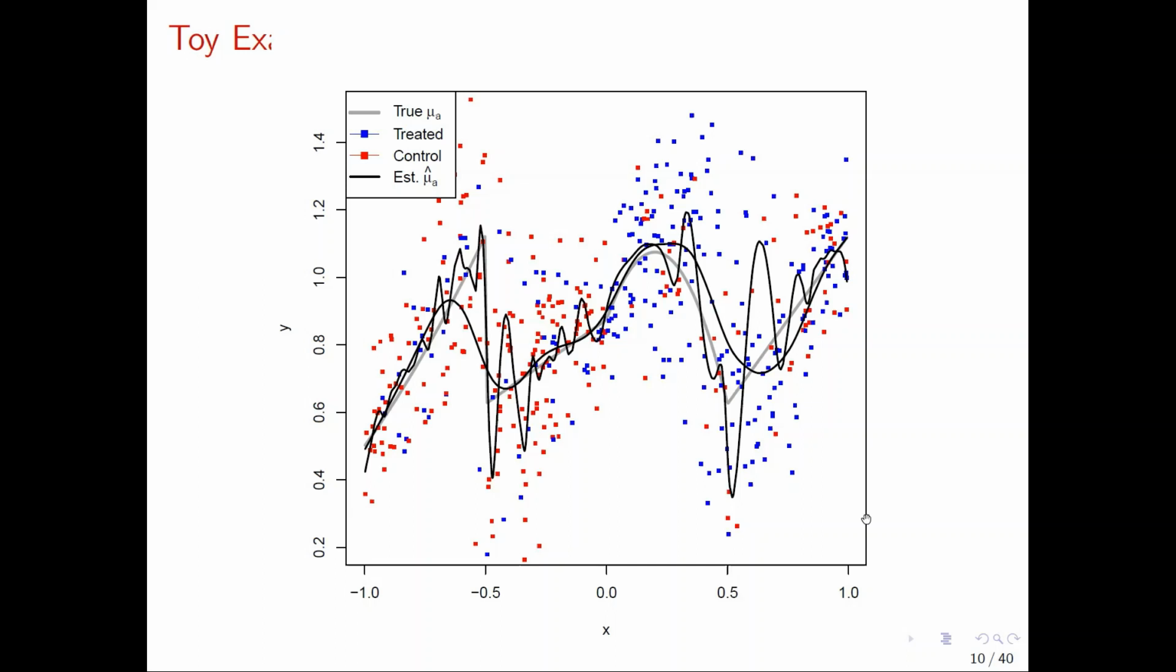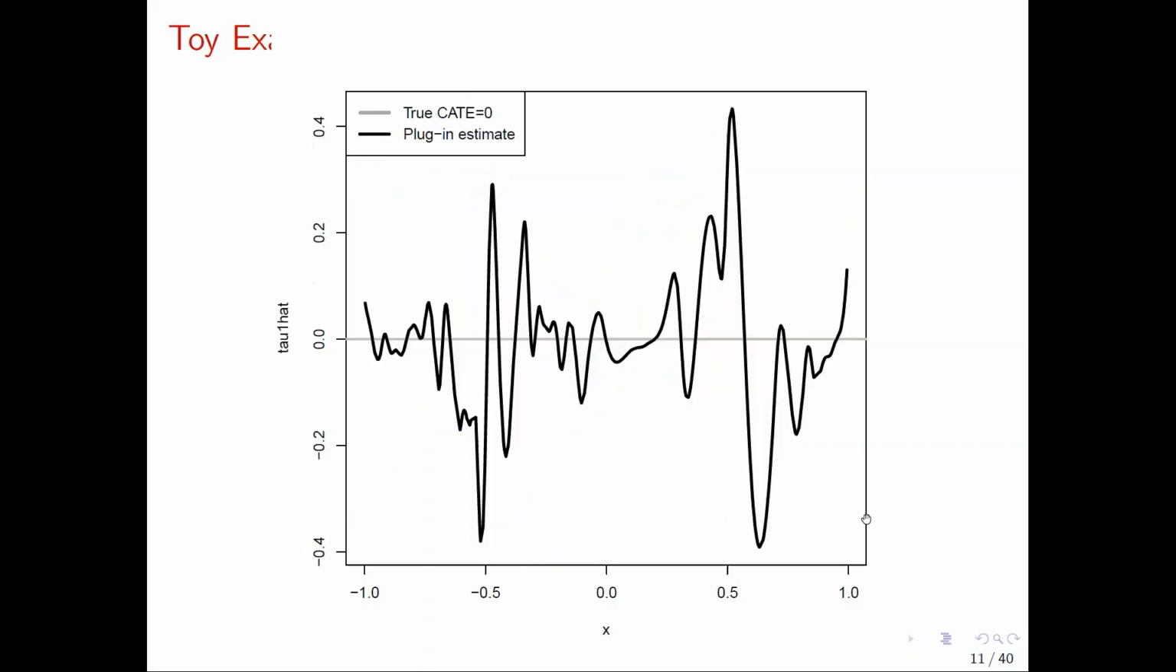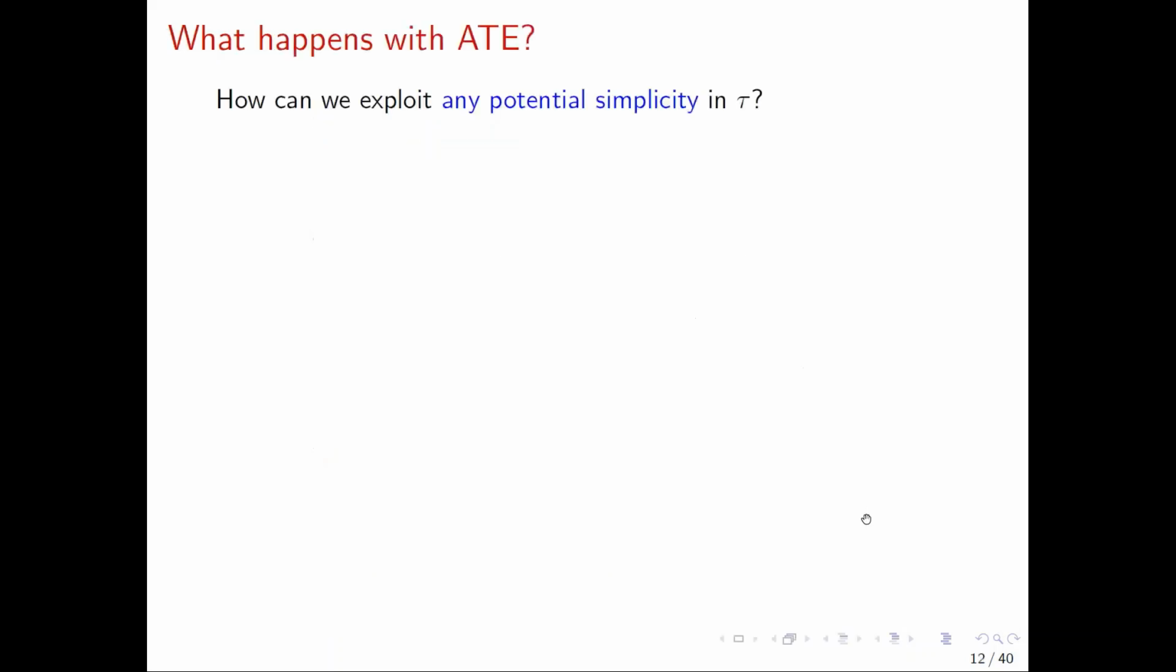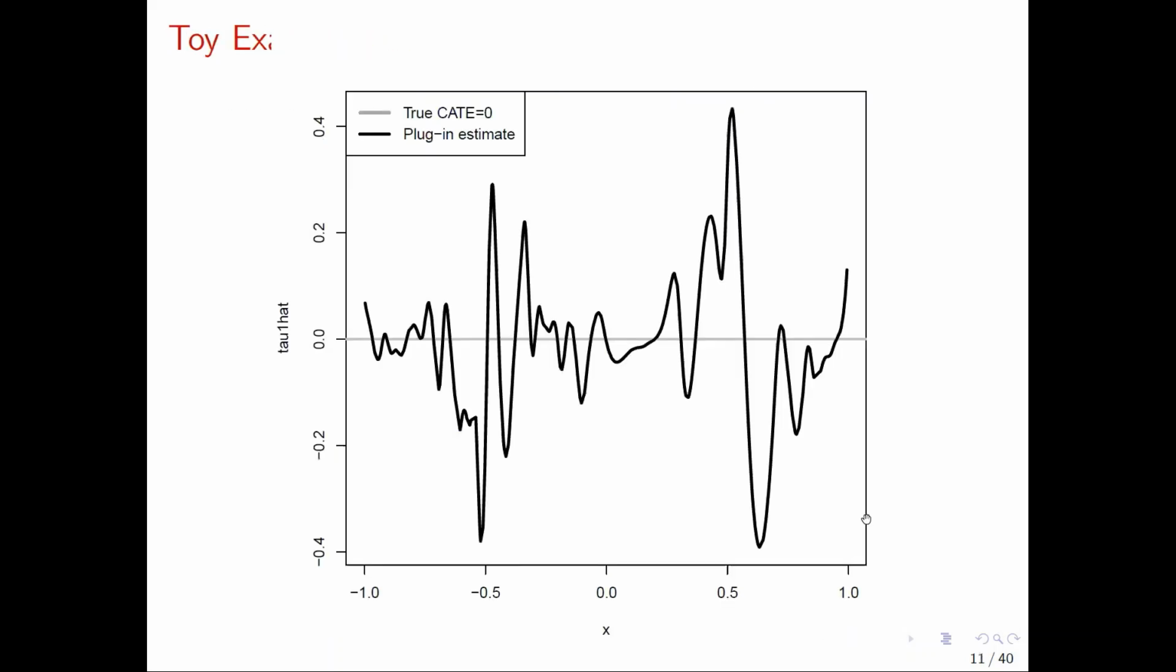Yeah, thanks. So this is just a toy example to show that even in some very simple setting, with a simple regression function and some simple confounding, using this plug-in approach can give you a very complex estimator when in reality we should be hoping to get something that's like a straight line. This is a more general phenomenon. This is just an example to help us think about these things.